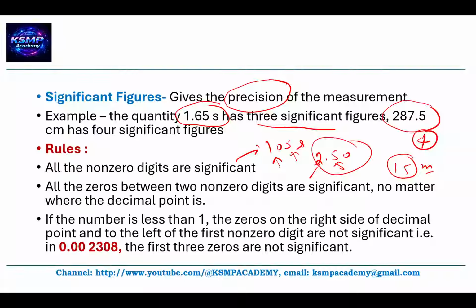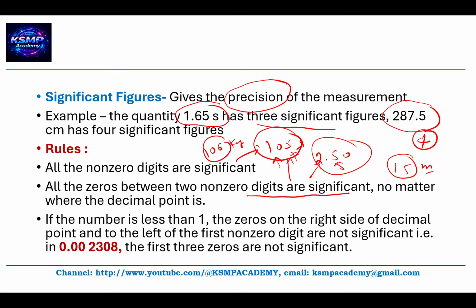Now look at the second rule. All the zeros between two non-zero digits are significant. So that means, you look at here, this 0 is between 1 and 5, so here 0 is also significant. Similarly, we can have other example quantities, maybe 106 kg. Here 0 is between 1 and 6, so overall this has 3 significant figures. So 0 is also significant here, as per the second rule.